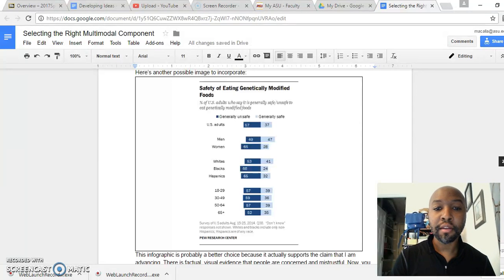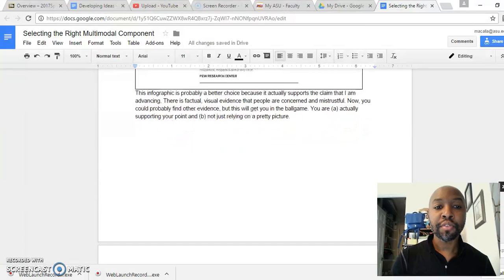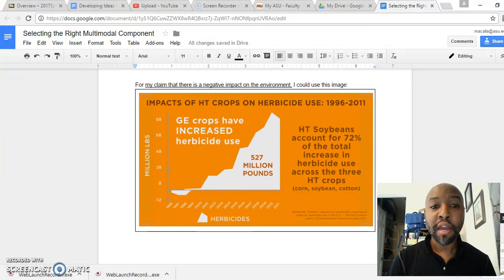So let's get to my second main point. I have a poll research for the first one. Now I go to my claim that there are negative impacts on the environment. So what do I do there? I have an infographic here. Genetically modified crops have increased herbicide use, starting with 1996 up to 2011, 527 million pounds. Again, bang for the buck rhetorically. It has an image. It's easy to digest. It actually supports the main point I'm trying to get across, and it advances the ball.